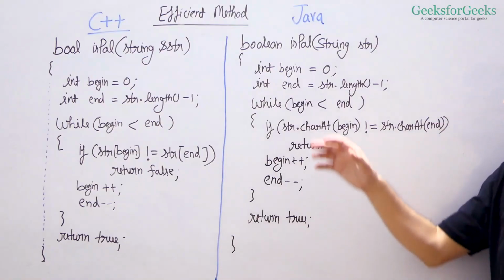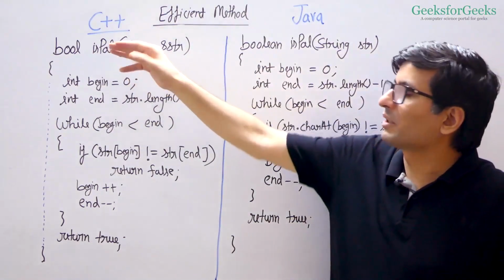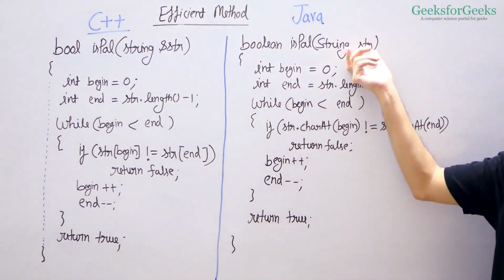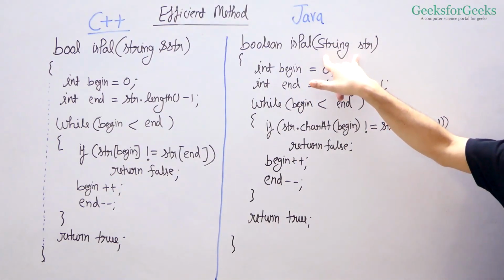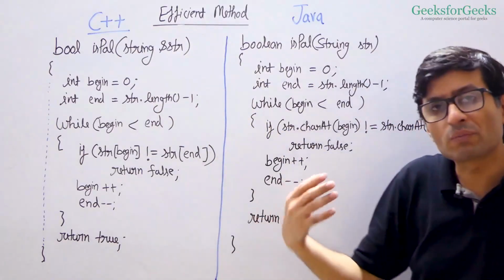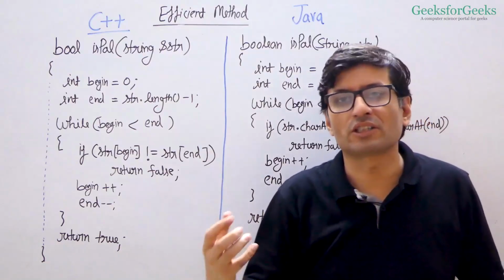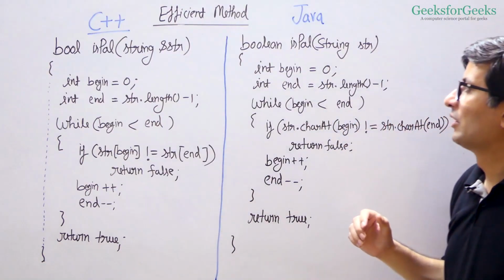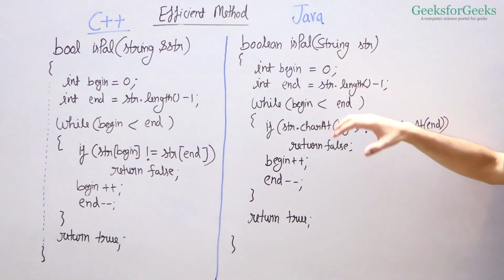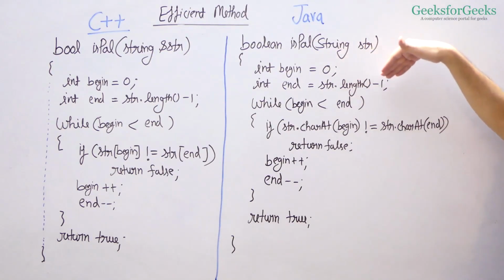So I've written a function in Java and in C++. We pass a string argument. In Java it's by default by reference. In C++ I've used an ampersand to pass by reference, because if I don't pass by reference then the string will be copied. That would cause unnecessary copying of the strings. So once we receive the string as an argument, we initialize our begin with 0 and end with the last index, and the last index is string length minus 1.